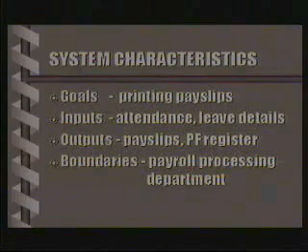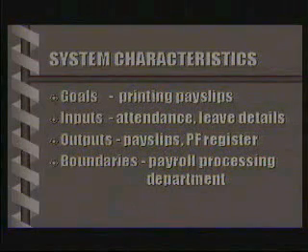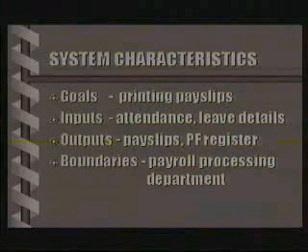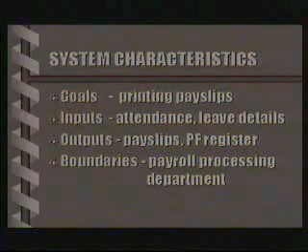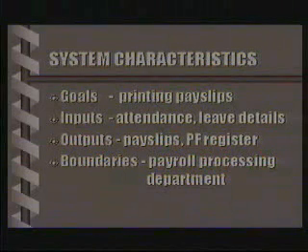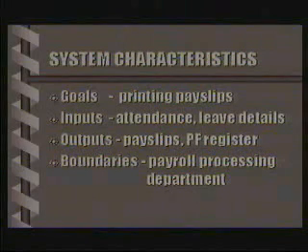The first characteristic is the goal. The goal is printing of the pay slips. Inputs, the inputs are the attendance details and the leave records. Outputs are the pay slips which are printed and distributed, and the provident fund register which is maintained. The boundaries of this particular system is the payroll processing department or the payroll processing cell.